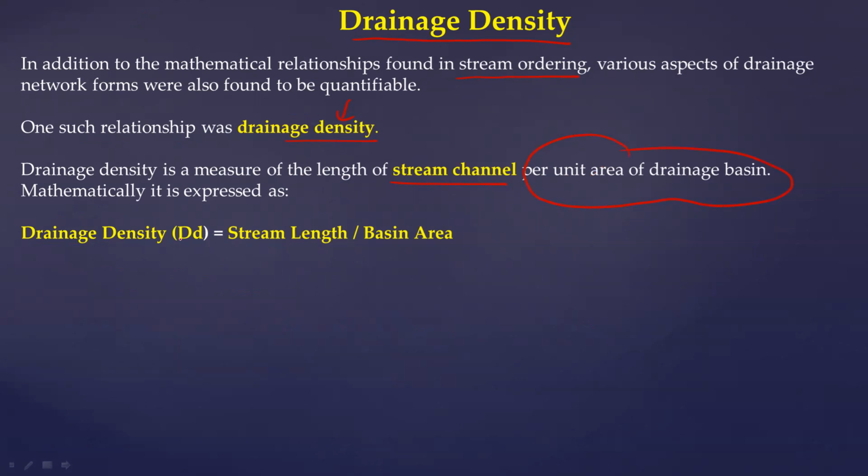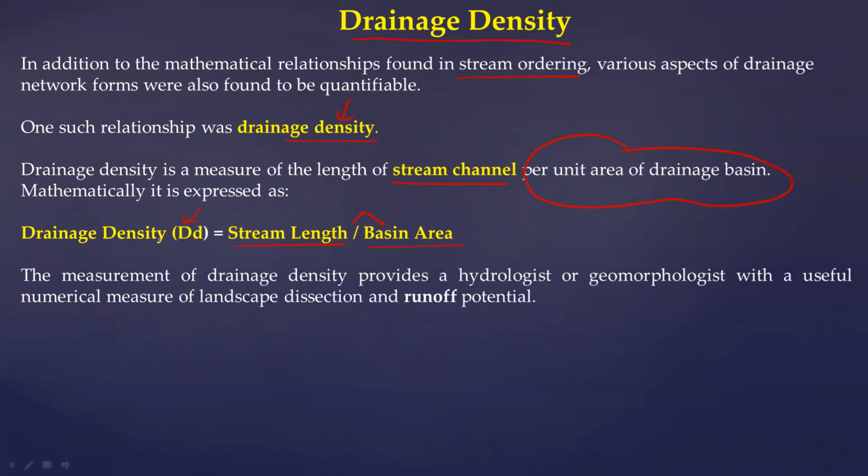Right? So mathematically, what is it? Stream length by basin area, right? If you have these two data, you can calculate drainage density, right? So the measurement of drainage density provides a hydrologist or a geomorphologist with a very meaningful, useful numerical measure of landscape dissection and runoff potential. Remember this: landscape dissection and runoff potential.